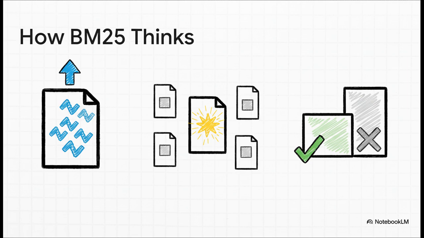First up, term frequency. Basically, if a word like authentication pops up a lot in one document, chances are that's a good sign. Second, inverse document frequency. This is brilliant. It knows that a word like authentication is way more important than a word like the, just because it's rarer across all your documents. And finally, document length. BM25 has a slight preference for shorter documents, working on the assumption that they're more to the point. It's this 3-part recipe that makes it so darn effective.